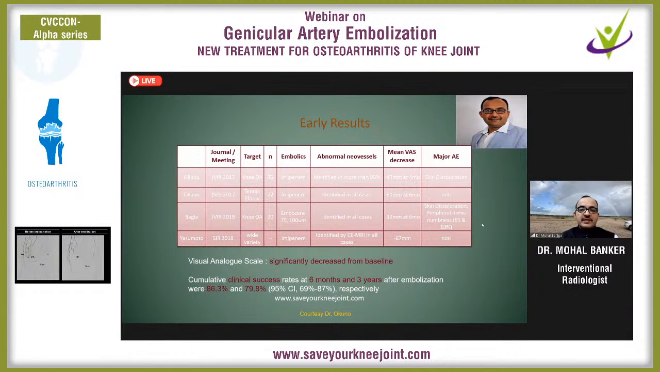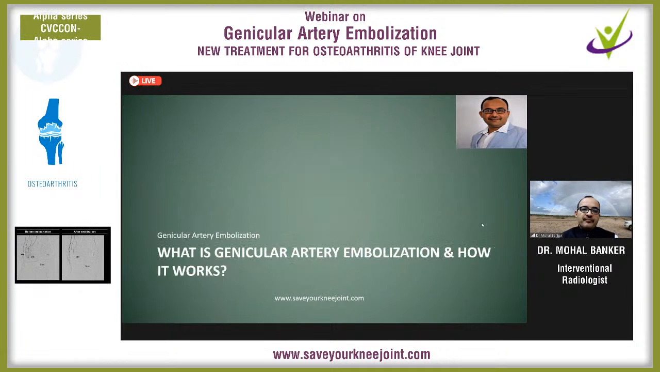All these different papers suggest that the pain reduction after genicular artery embolization is 86% in the first 6 months, and on follow up after 3 years also, 80% of pain is reduced after the genicular artery embolization. So this procedure is very good, successful. So now, how does this genicular artery embolization work? So let's find out the root cause.